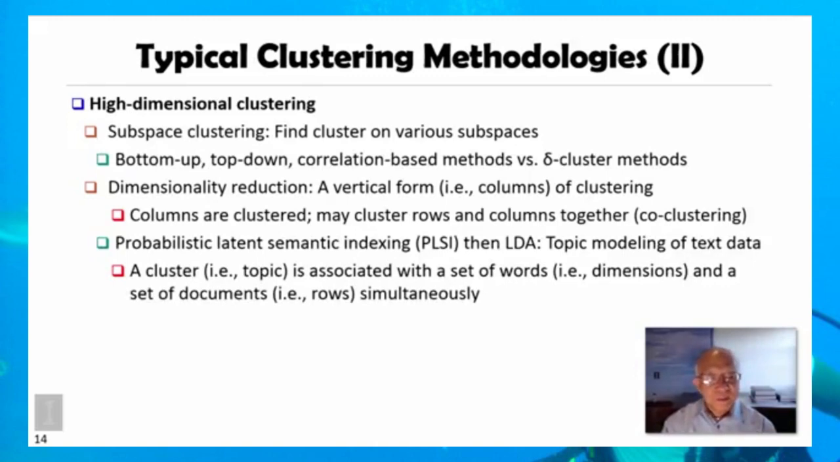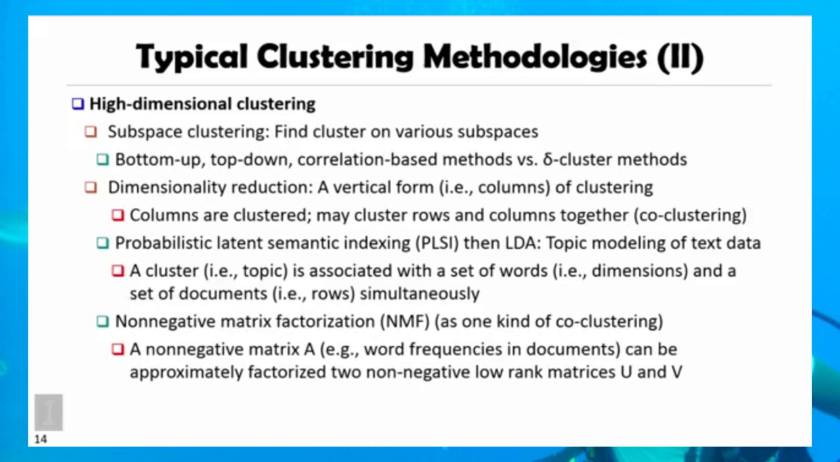One is probabilistic latent semantic indexing. Later, people developed another method called latent Dirichlet allocation. So PLSI and LDA are typical topic modeling methods for text data. Essentially, we can think the text can be clustered into multiple topics. Each topic is a cluster, and each topic is associated with a set of words, which you can think of as dimensions, and also a set of documents, which you can think of as rows, simultaneously.